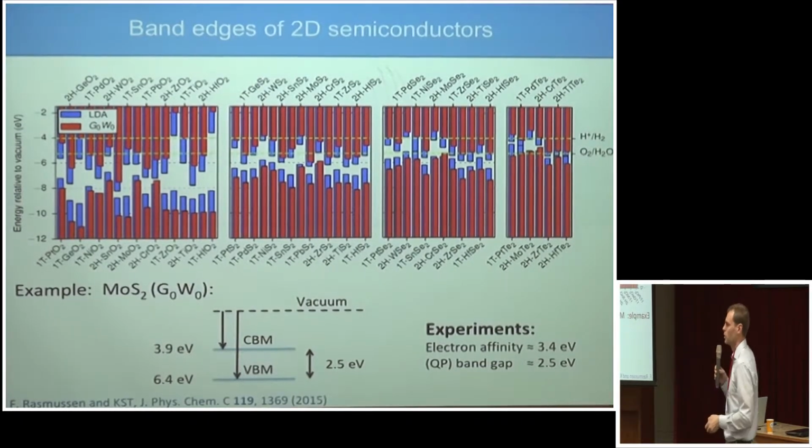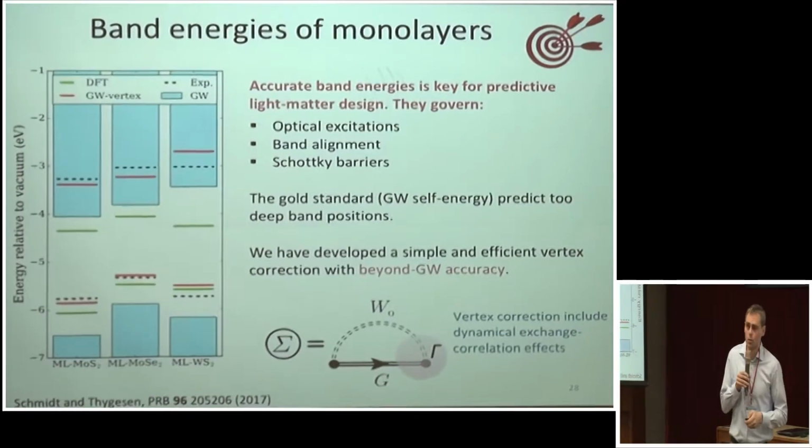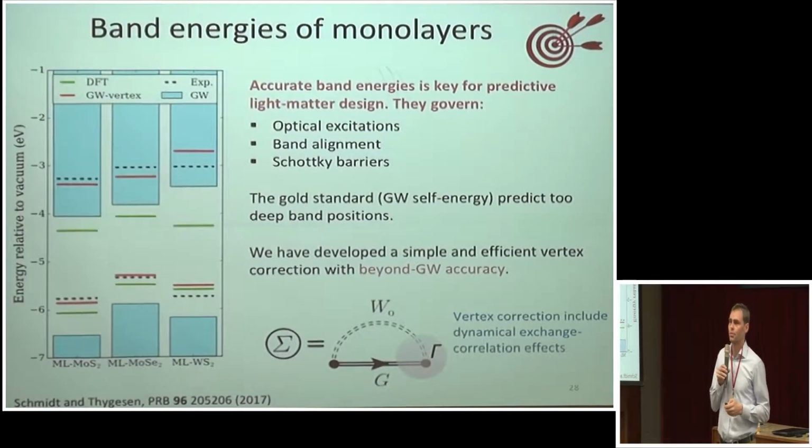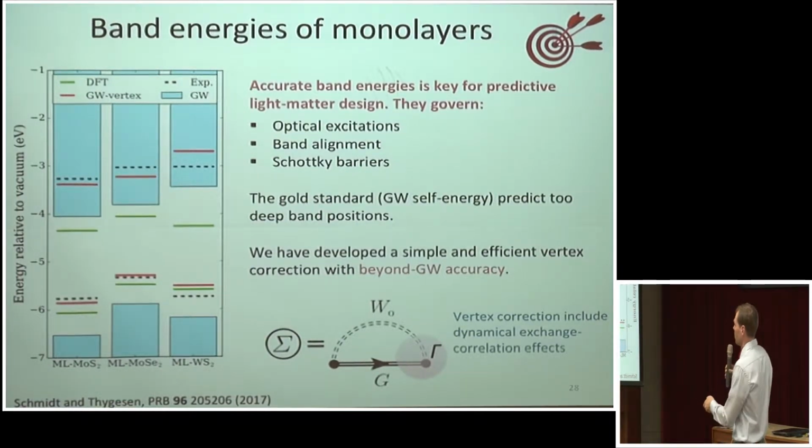Because relative to experiments, they're not very good. What is actually missing in the GW is the vertex correction. Okay, so what the vertex correction does physically, it sits down here if you think in terms of Feynman diagrams.